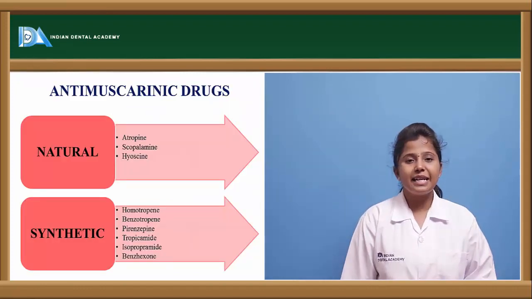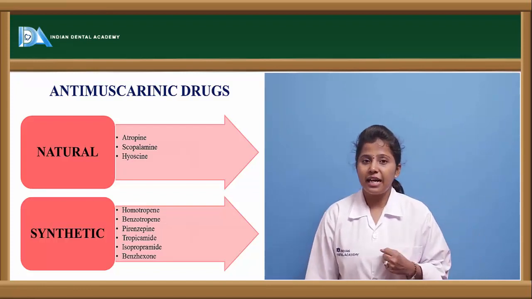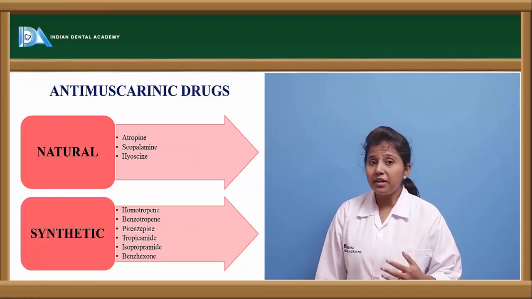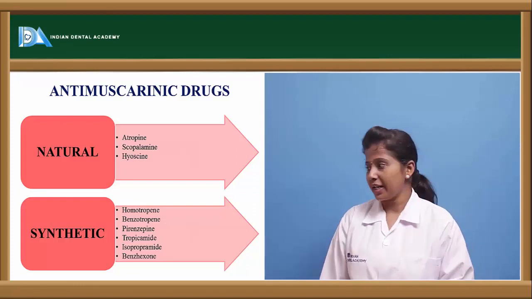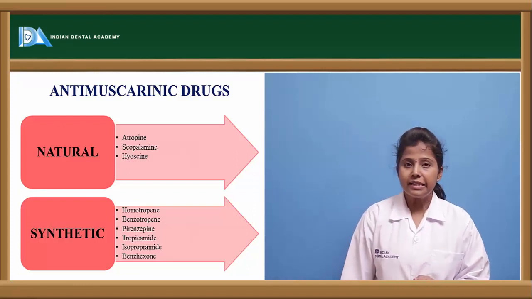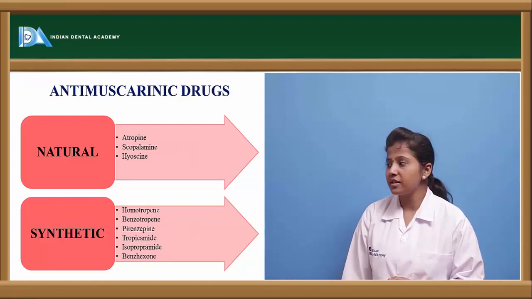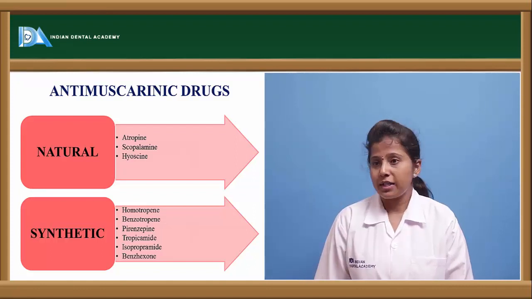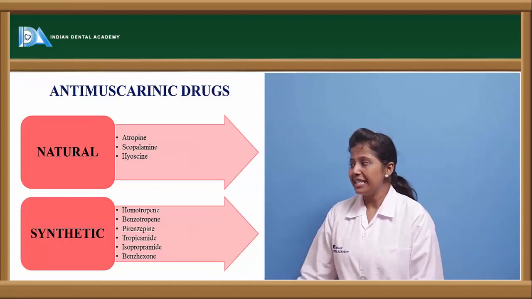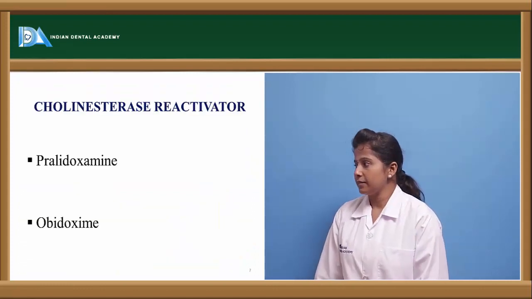Let us see the anti-muscarinic drugs. They are classified as natural and synthetic. The natural anti-muscarinic drugs are atropine, scopolamine and hyoscine. Synthetic anti-muscarinic drugs are homatropine, benztropine, pirenzepine, tropicamide, isopropamide and benzoxane. These are the anti-muscarinic drugs which are used clinically.